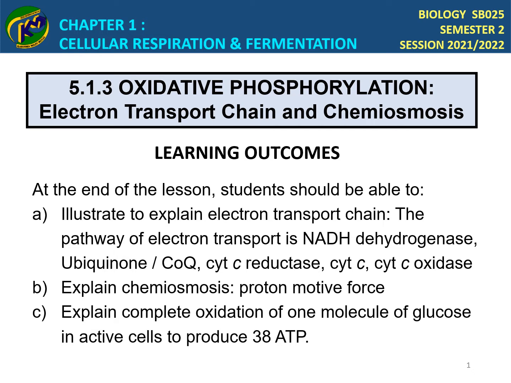The learning outcomes for this lesson are for students to be able to illustrate and explain the electron transport chain, which is the pathway of electron transport involving NADH dehydrogenase, ubiquinone or coenzyme Q, cytochrome C reductase, cytochrome C and cytochrome C oxidase. Next, students should be able to explain chemiosmosis, proton motive force, and the last one is to explain complete oxidation of one molecule of glucose in active cells to produce 38 ATP.